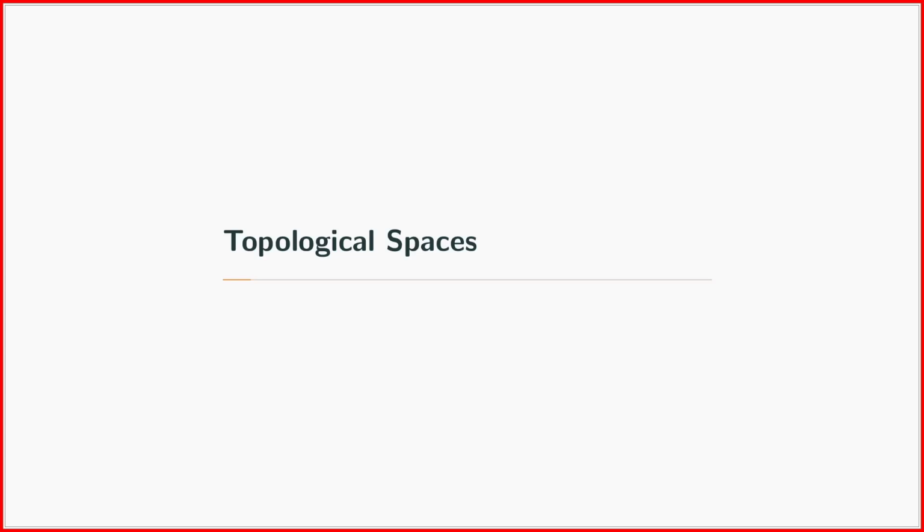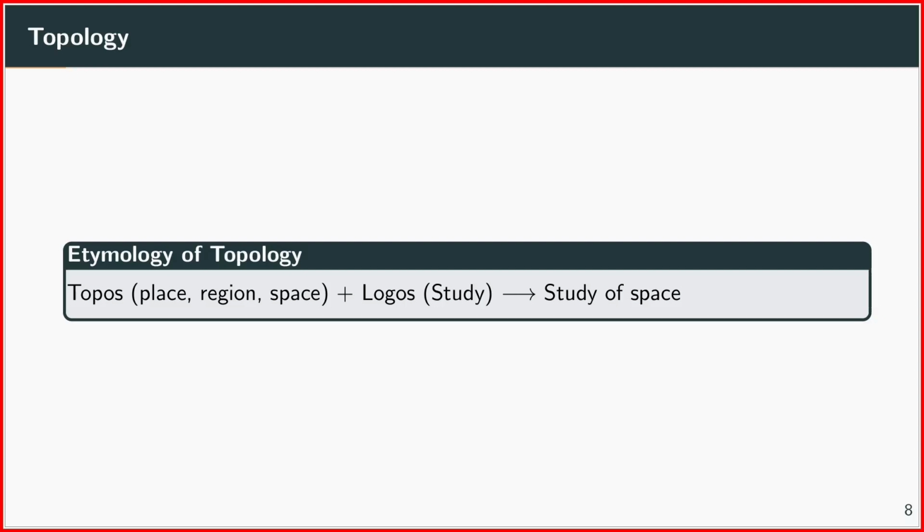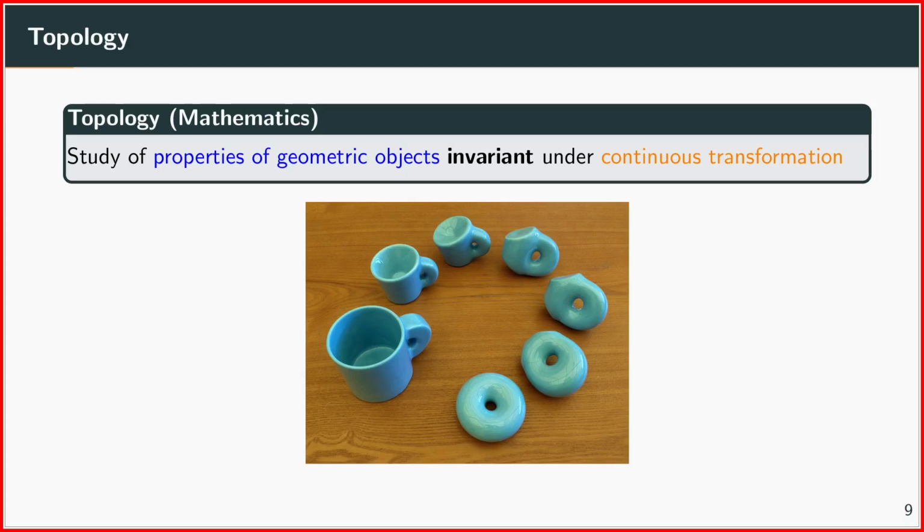Cool. All right, so then I will start with the first topic, topological spaces. First of all, what does topology actually mean? The etymology or word origin of topology comes from topos and logos, where topos means place, region, or space, and logos is study. So basically you can translate it as the study of space.